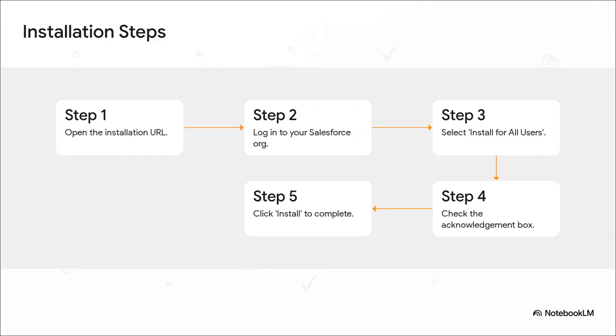The installation itself is about as easy as it gets. It's just 5 simple steps. You open the URL, log into your org, choose Install for all users, check the little box, and hit Install. Seriously, it's just like installing any other package you've used.